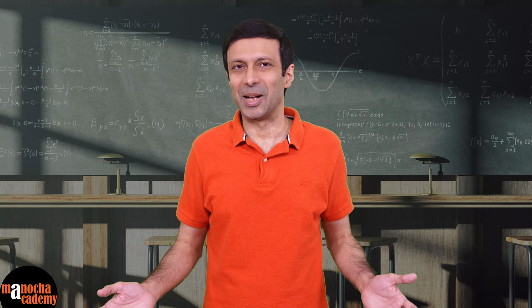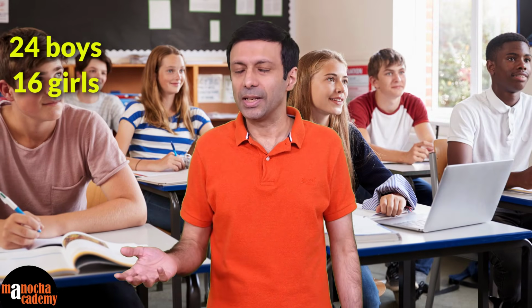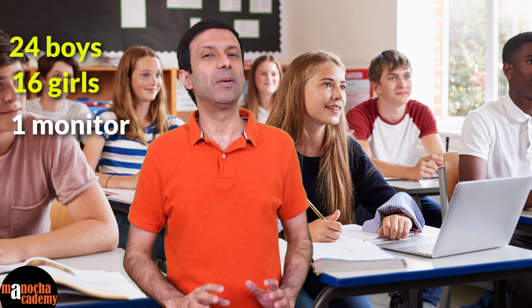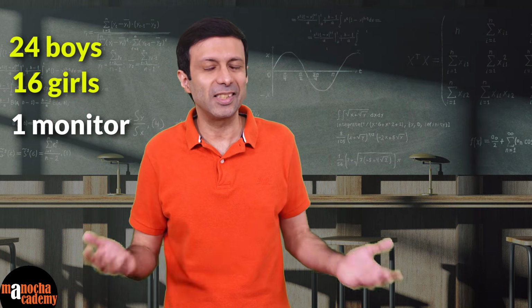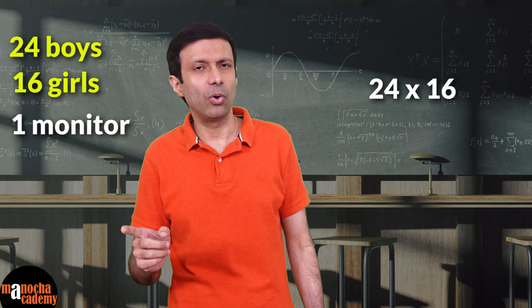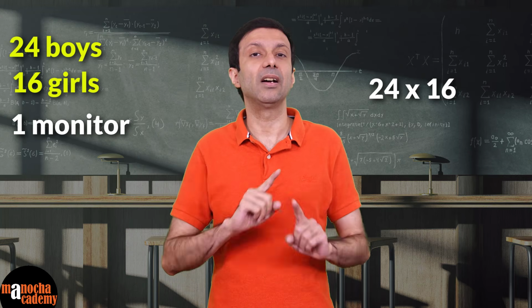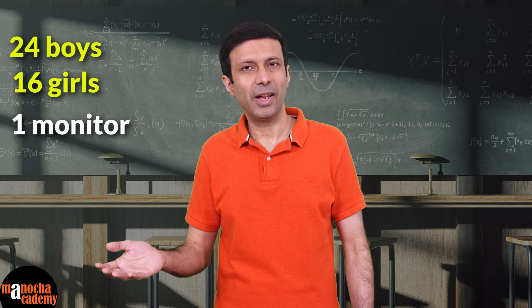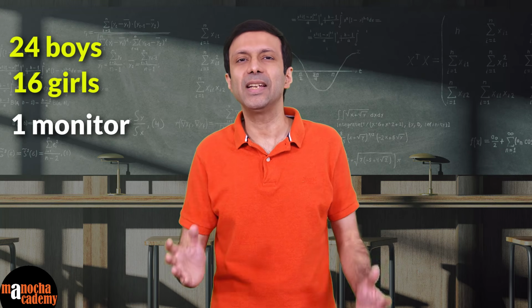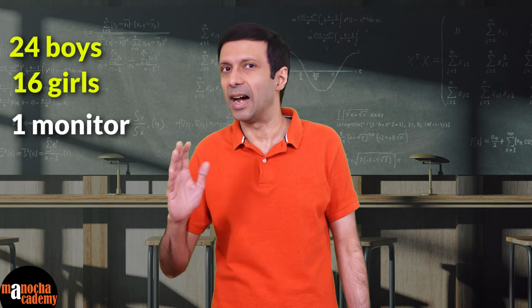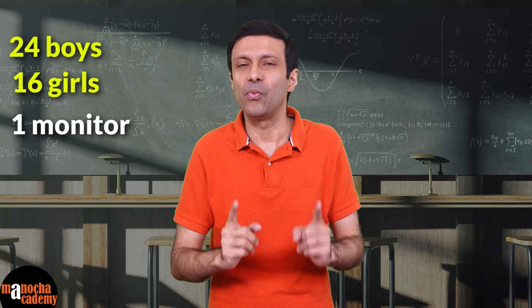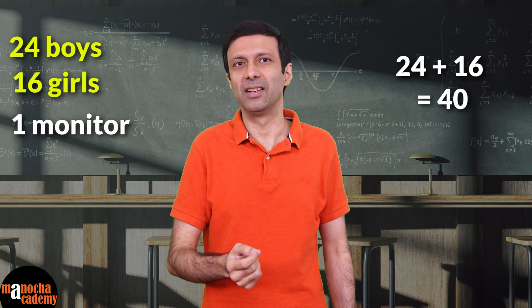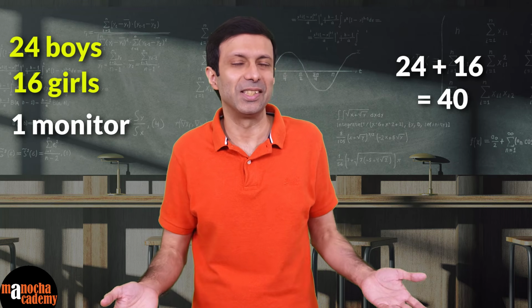Now let's look at another example. Let's say in a class there are 24 boys and 16 girls, and the teacher wants to select one boy or one girl to be the monitor of the class. In how many ways can the selection be made? Will it be 24 multiplied by 16? The answer is no. Here the teacher wants to select only one student. So either a boy or a girl. So both the events cannot happen together here. It's either a boy or a girl. So the number of ways of selecting one boy or one girl is going to be 24 plus 16, which is equal to 40, which is the number of students in the class here, right?